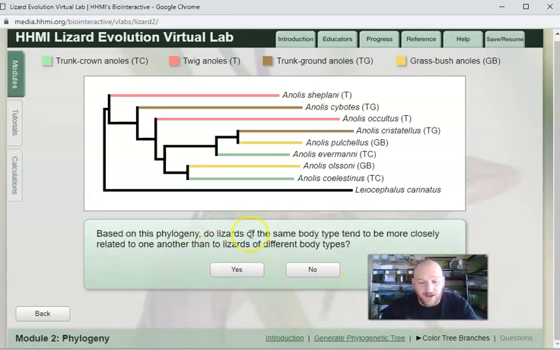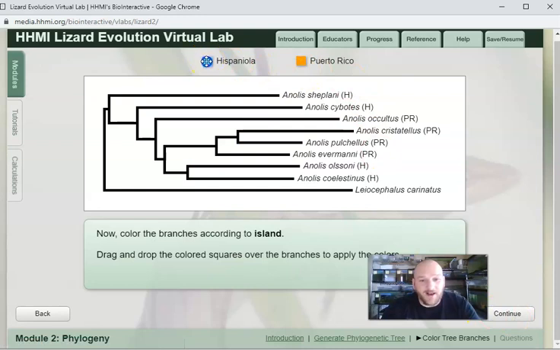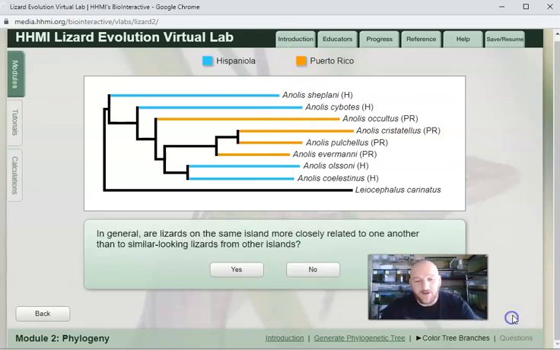So again, based on this phylogeny, does it look like they're closely related? No, they don't. And so we're going to go on from there. Here we drag the island colors. And when we drag the island colors, we see that organisms are most closely related in general to those on the same island, proposing that there are multiple evolutionary events once they got to the individual islands. So we can draw this conclusion and go on from here.